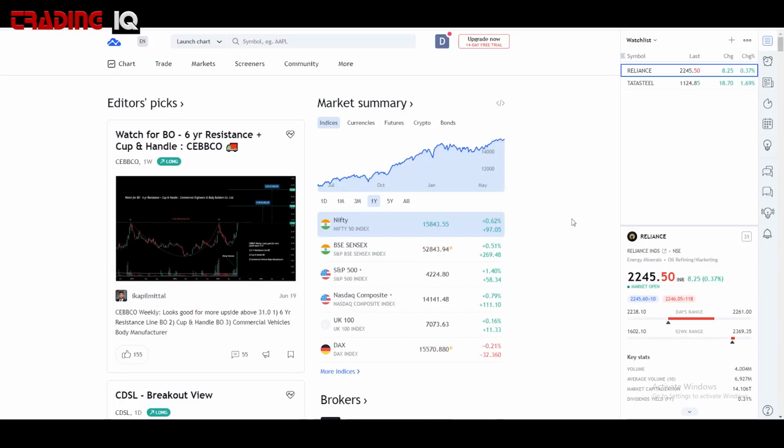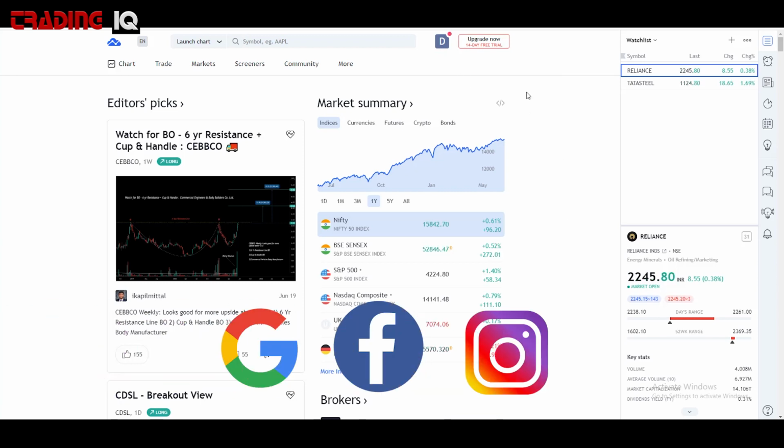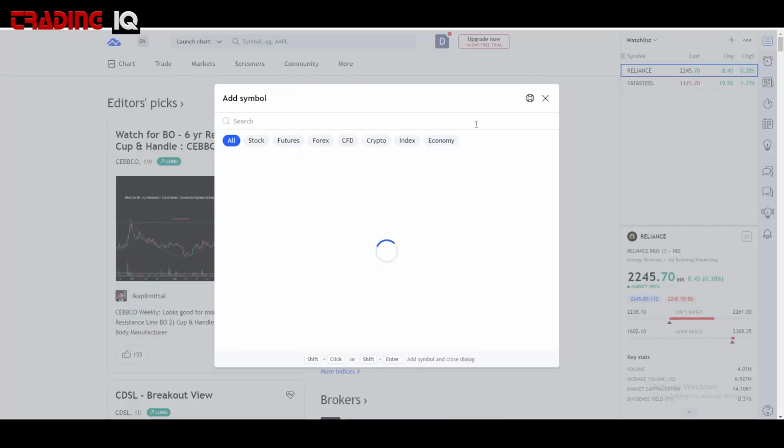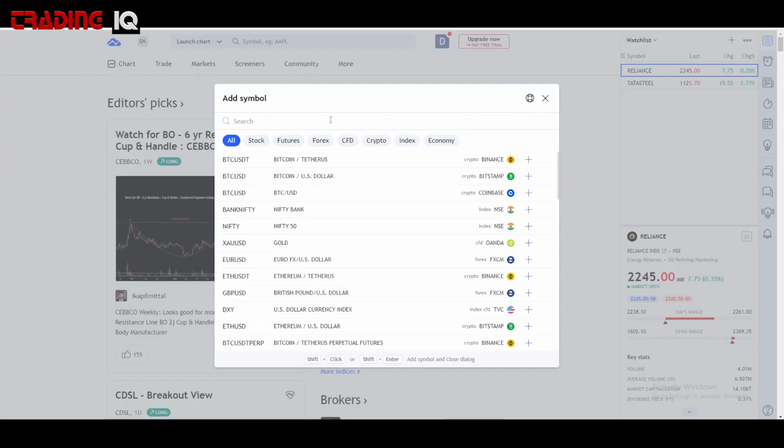The best tool available in the market currently to study charts is TradingView. And you can simply access TradingView by using your Google account, Facebook account, or Instagram account. Now, once you sign into TradingView, you will see a similar interface like this you see on my screen. Okay, and you can search any stocks, any companies here on the search bar. And on the right hand side, you see a place called watch list, and you can add stocks to your watch list by searching them here.